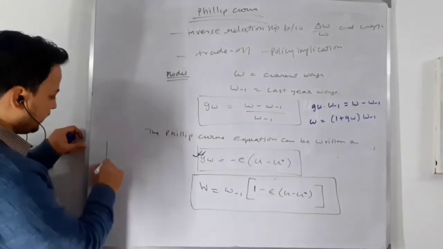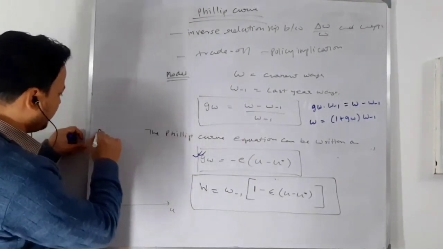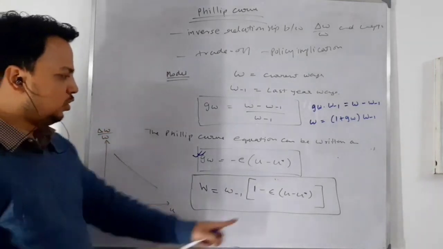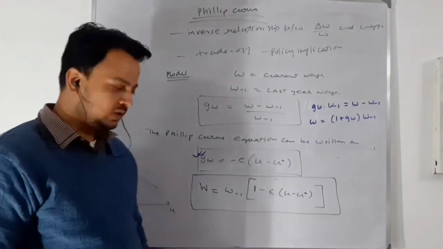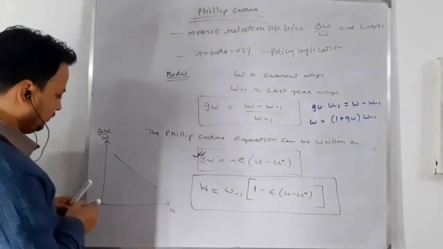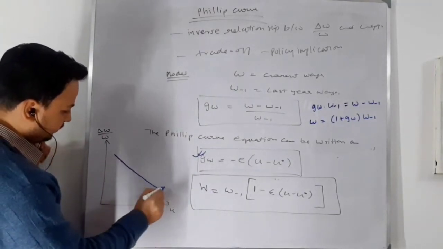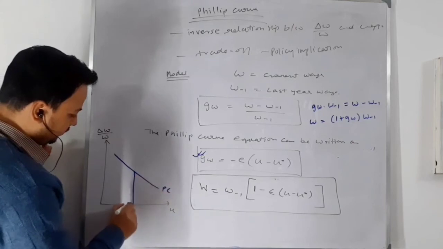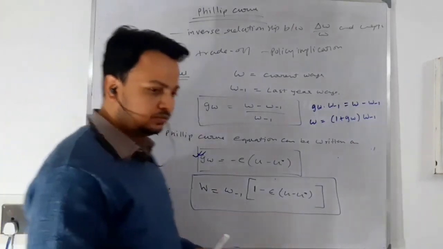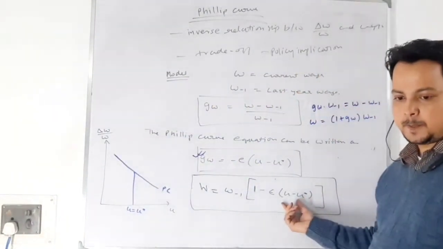Now look at this graph. Here I am taking unemployment, here I am taking wage inflation, delta W. When U equals U star, what will I get here? This is my Phillips curve. When U equals U star, this term will be 0. Yes or no?